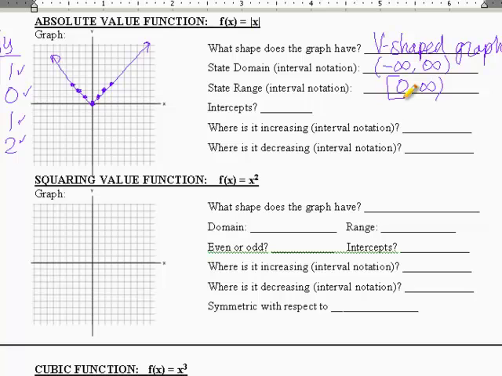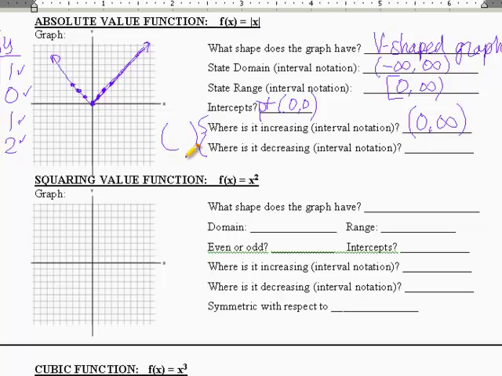As I look at intercepts, where does it touch the x-axis? It touches at the point 0, 0. And we again like your intercepts or your zeros to be points. Where is this function increasing? Well, if I look at it, it starts at 0 and it increases as I go to the right. And so 0 to infinity. And again, increasing and decreasing, don't forget, these always have parentheses.